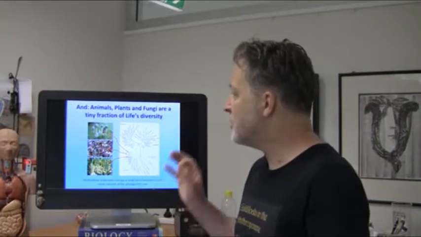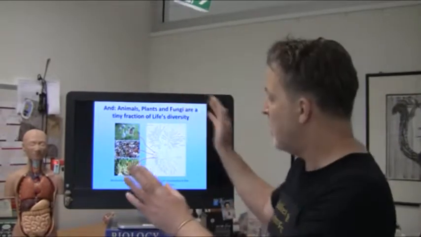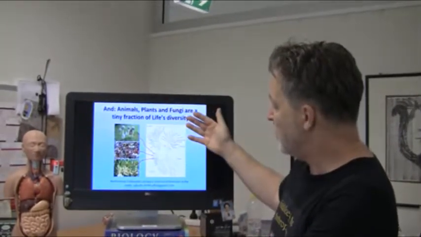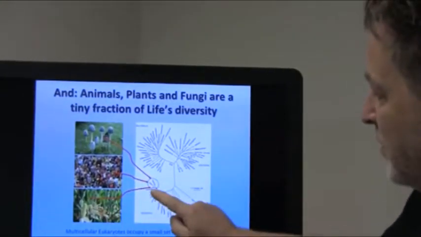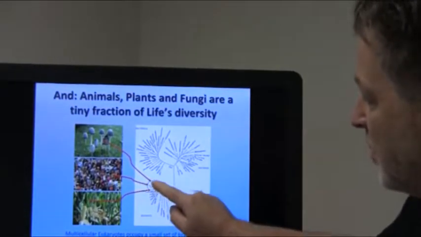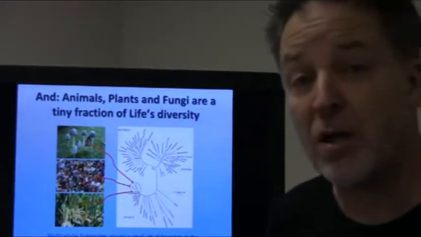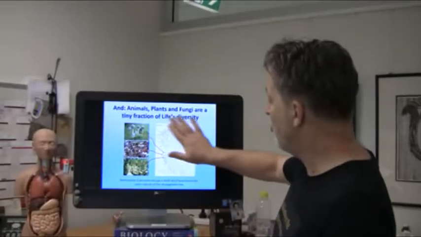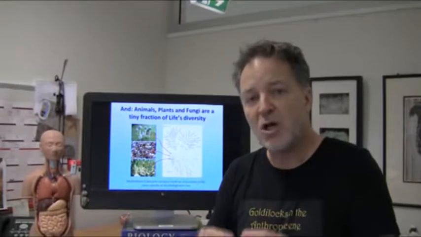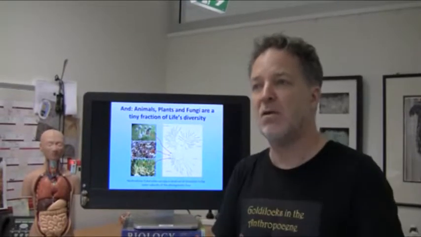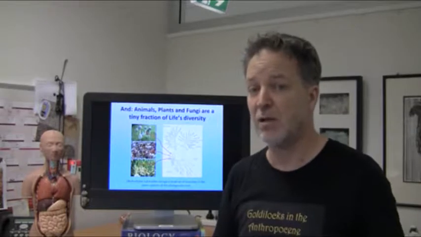And animals and plants and fungi are a tiny fraction of the diversity of life on the planet. So here's a tree of all of the organisms on the planet, and mushrooms, humans, and corn plants, maize, are all just here. A tiny little sub-branch on this tree. All the rest of this is microorganisms. So that shows you our place in the diversity of life on the planet. Animals and plants are just a tiny amount of the diversity, and most of the diversity on the planet is actually microbial.